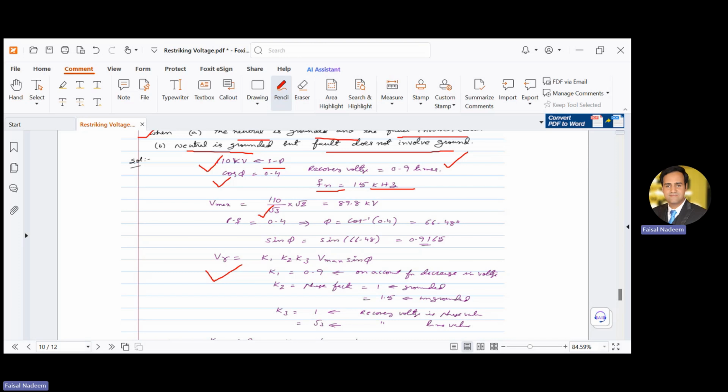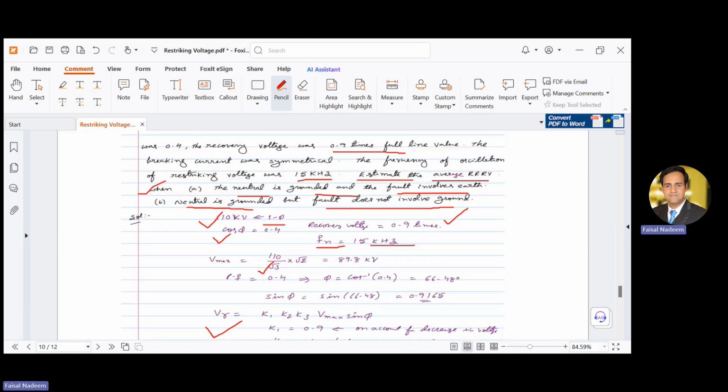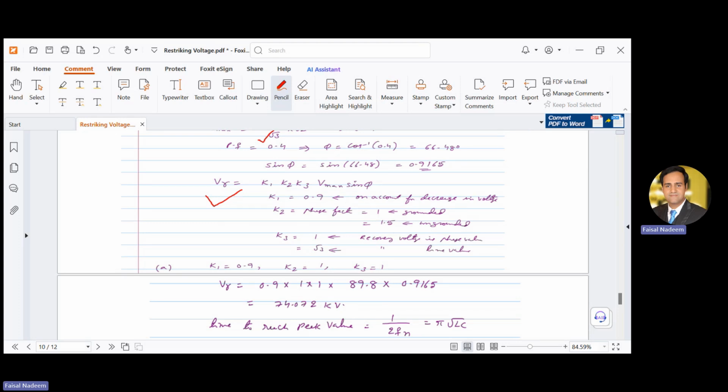K2 is for the phase factor, that is, whether your fault is grounded or not grounded. If the fault is grounded, then K2 is equal to 1, otherwise it is equal to 1.5. Then K3 is equal to 1 if we have a phase to neutral fault, and K3 is equal to under root 3 if we have a line fault. So based on all these facts, we will use these values of K1, K2, K3.